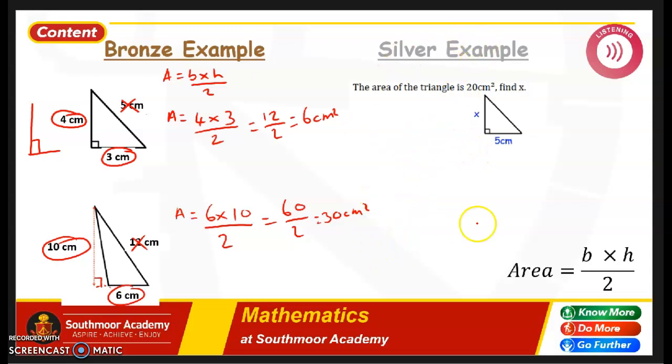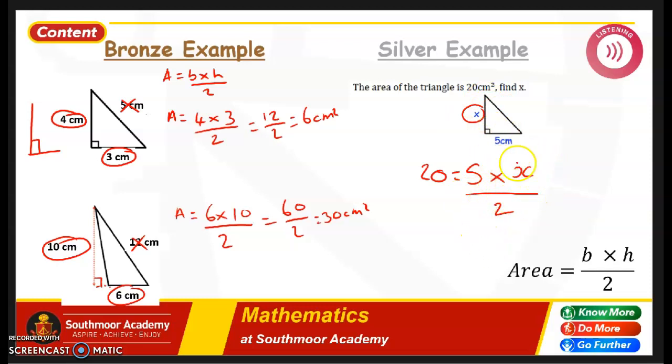Our silver example, again pause the video to allow the students time to copy it down. Our silver example then, here we have to find the height of the triangle. We've been given the area. So we're going to substitute all of our information into our formula. So we're going to have 20 is equal, because that's the area, to 5 times x, because that's the height, all over 2.